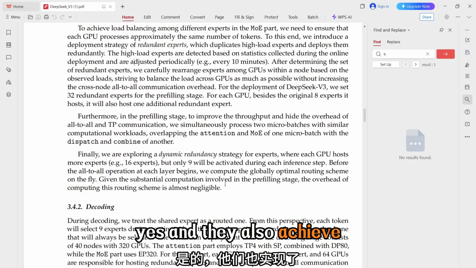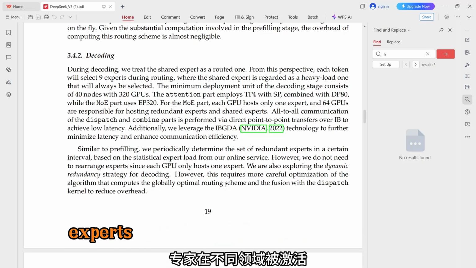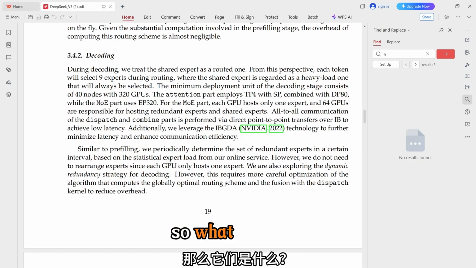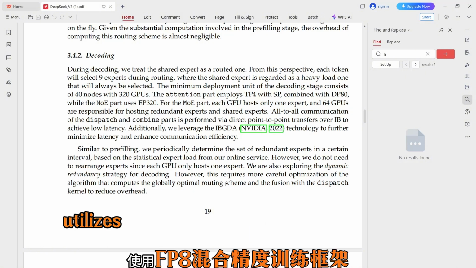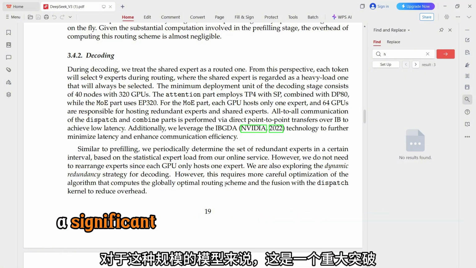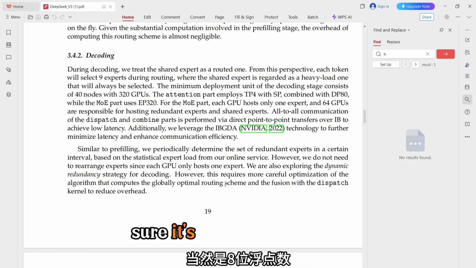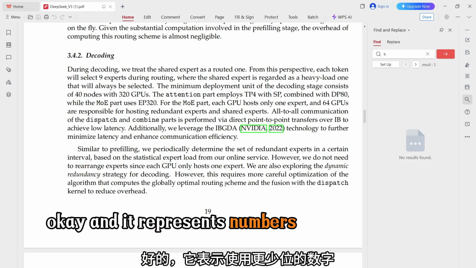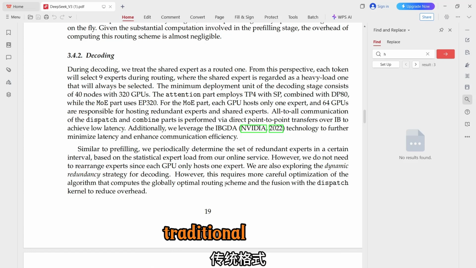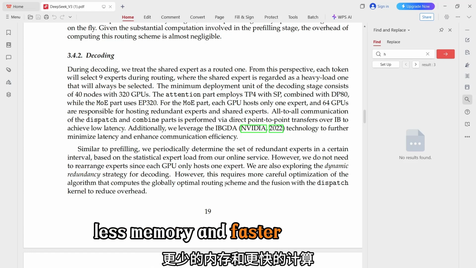Yes, and they also achieve expert specialization through this method. So that means different experts are activated in different domains. So what else are they doing? DeepSeek V3 utilizes an FP8 mixed precision training framework, a significant breakthrough for a model of this scale. Remind me what FP8 is again? Sure, it's 8-bit floating point. And it represents numbers using fewer bits than traditional formats. So this translates to less memory and faster computation.